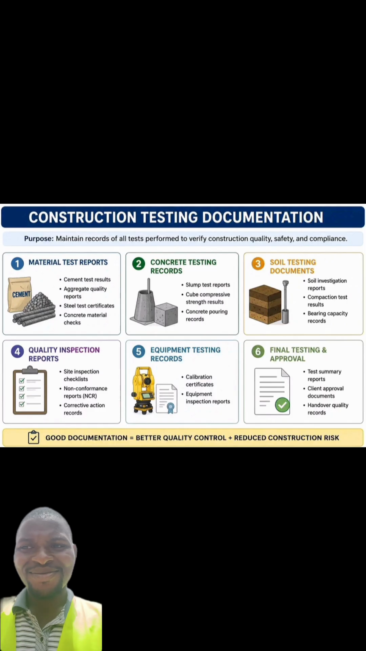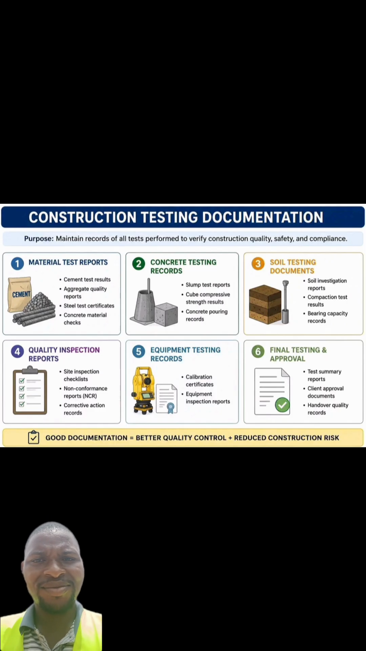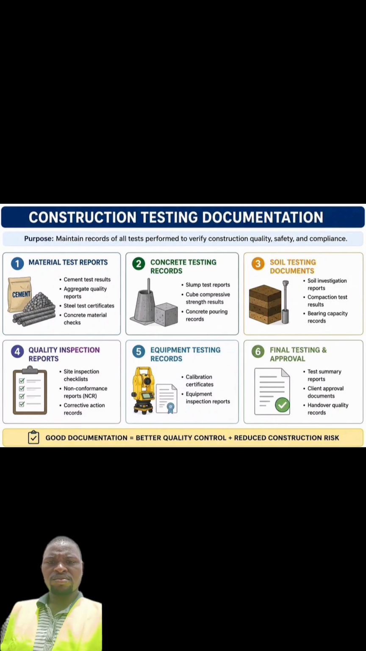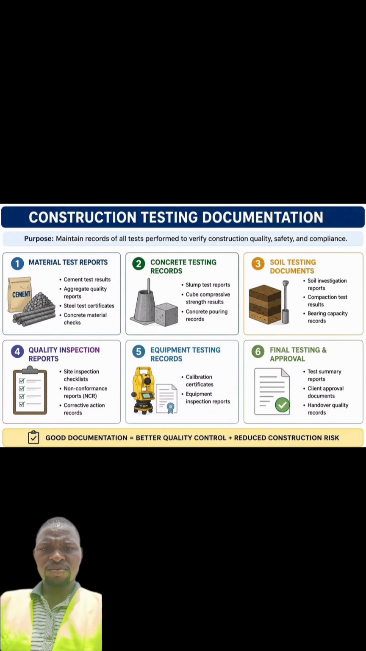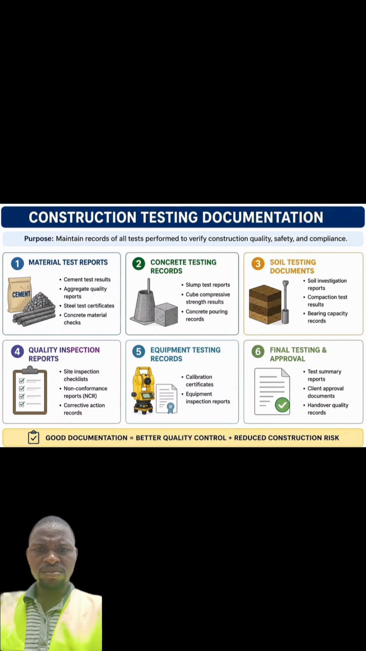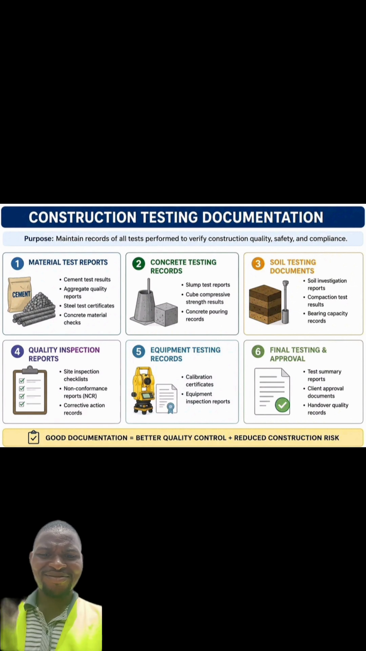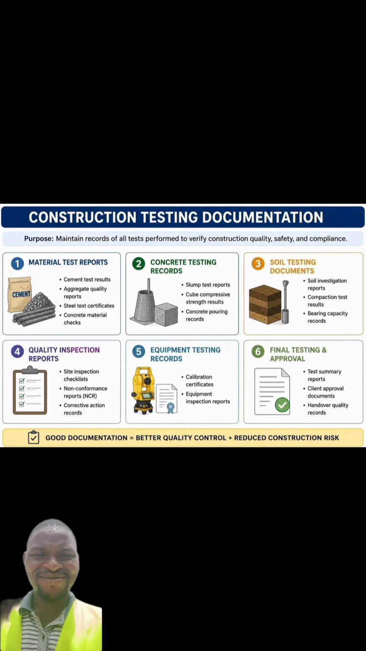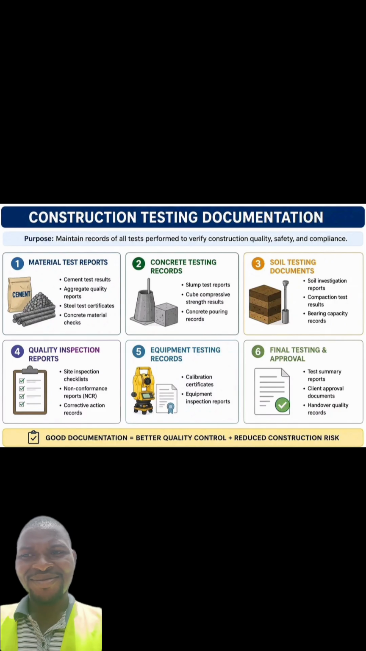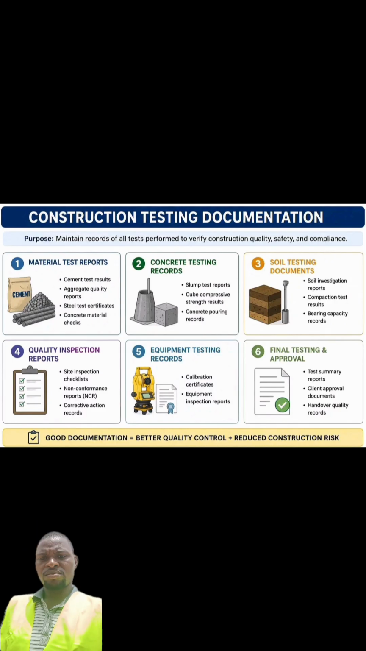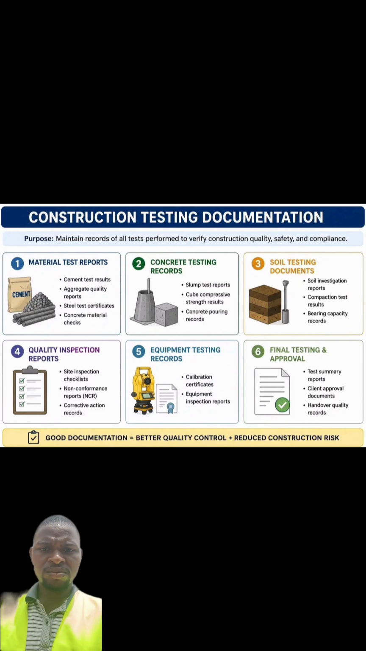So we'll be looking at some of these points enlisted here, of which the first point is material report. So we'll look at the points under material report, then concrete testing records. Also look at some points under testing records, then soil test documents. So what are the documents you need for your soil test? Then quality inspection report. So what are those reports? How do you write your report? What are those things that are required for your quality inspection?